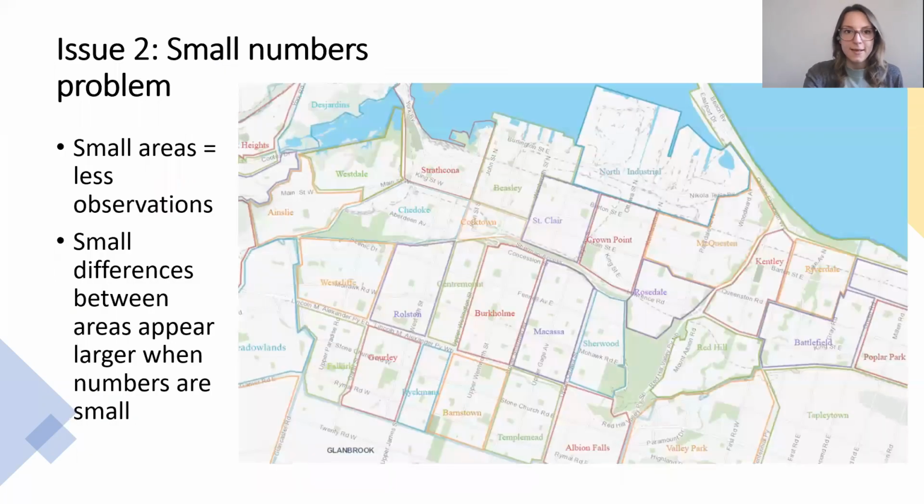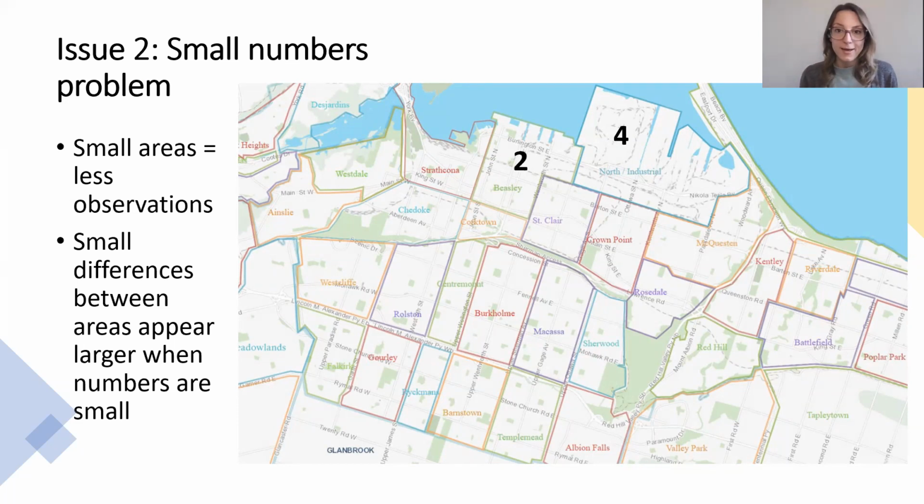The second issue with this kind of aggregation of data is something that we call the small numbers problem. Small geographic areas are especially prone to this type of issue, and I'll illustrate why. Let's say you had 2 cases of some really rare cancer in this particular neighborhood of Hamilton called Beasley. Let's say you had 4 cases of the same really rare type of cancer in the next door neighborhood called North Industrial.